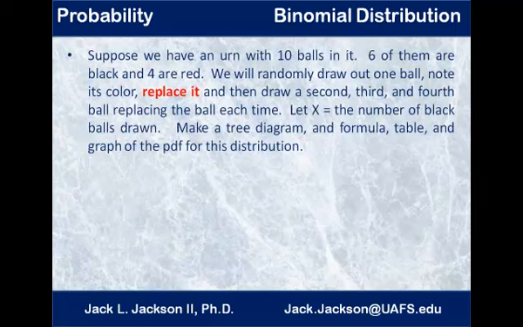So we have an urn with 10 balls in it. 6 of them are black, and the other 4 are some other color. Let's say they're red. We randomly draw out one ball, note its color, replace it, then draw a second ball, replace it, draw a third, replace it, and draw a fourth ball, replacing the ball each time. This is the part we're going to change for the hypergeometric in a minute. So in a binomial distribution, it's done with replacement. X counts the number of black balls, so we're going to consider that a success. And this is an example that you should know how to do by now.